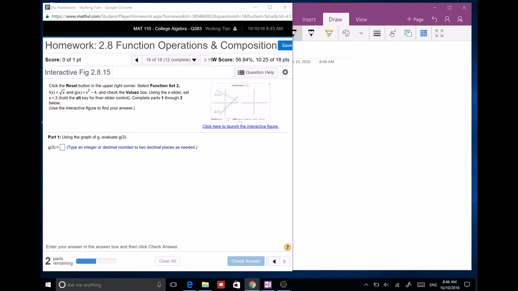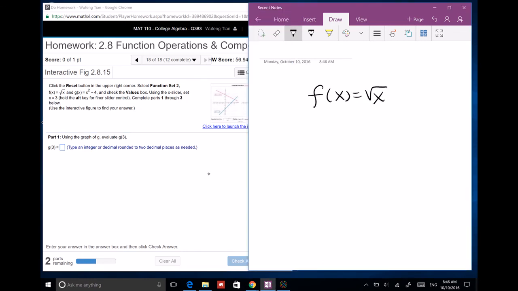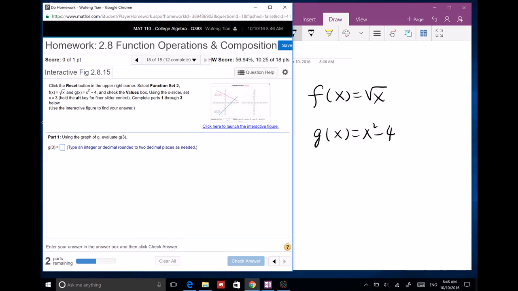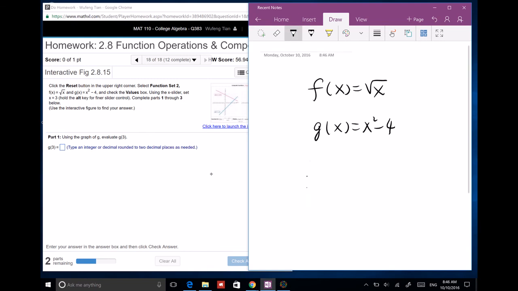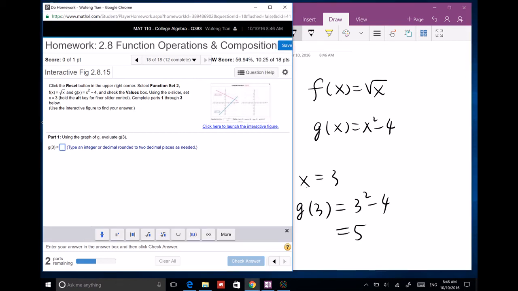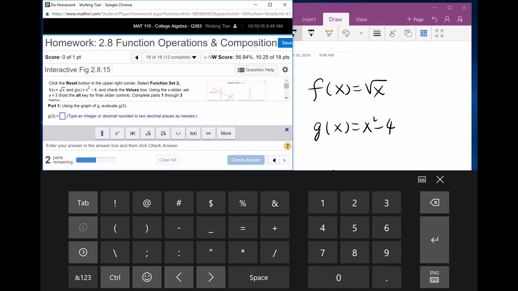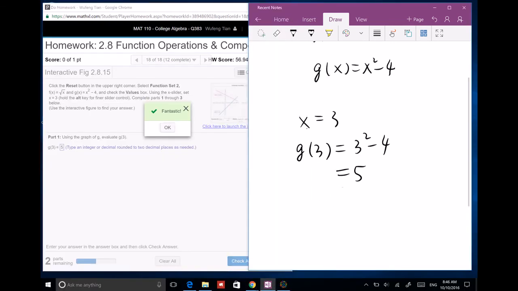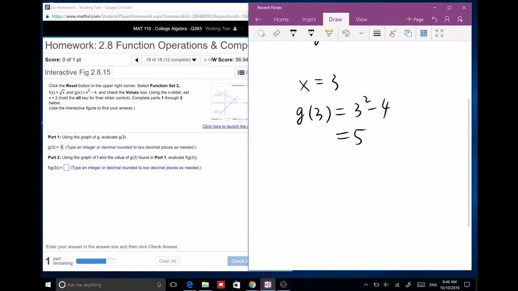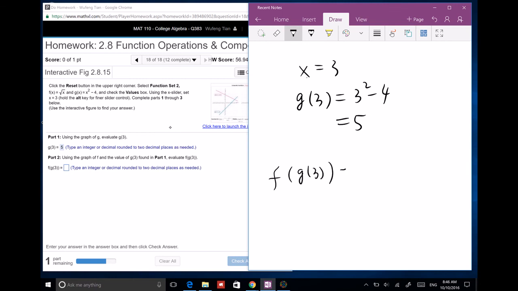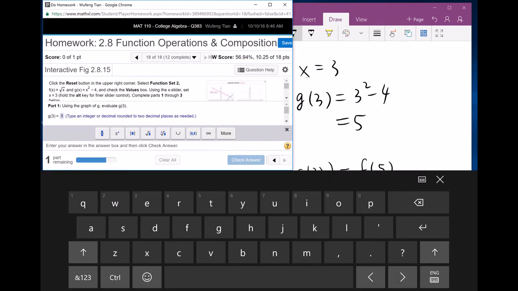Okay, that's good. The function is given. f of x equals square root of x. g of x equals x squared minus 4. Check the value box using x, set x equals 3. What is g of 3? Plug in 3 squared minus 4, which is 5. Next, part 2, f of g of 3. g of 3 is 5, so we just need to find f of 5. f is square root of x, so it's square root of 5.